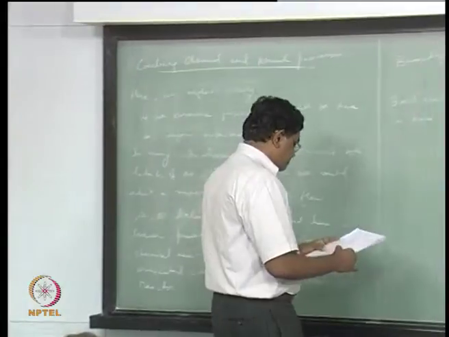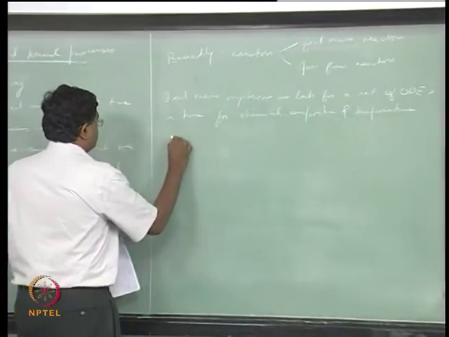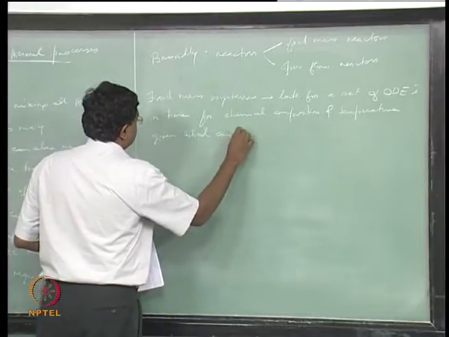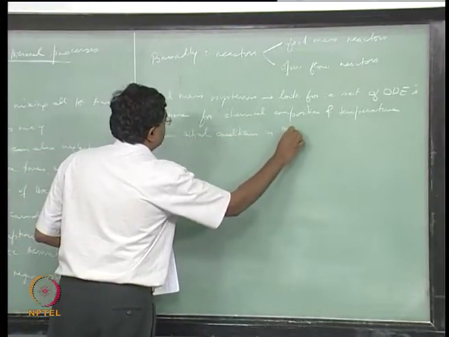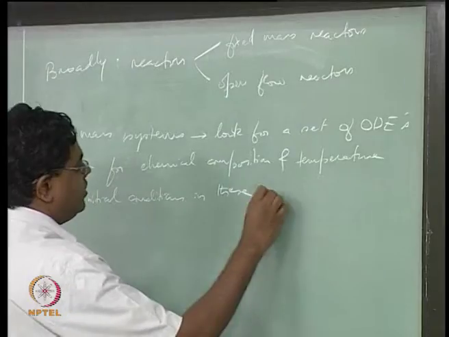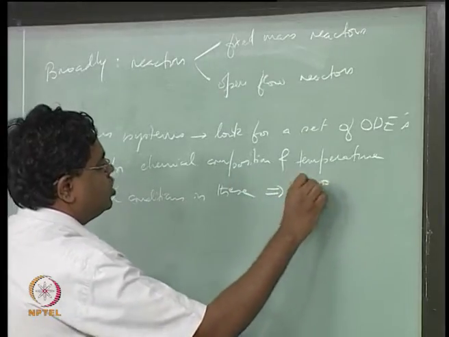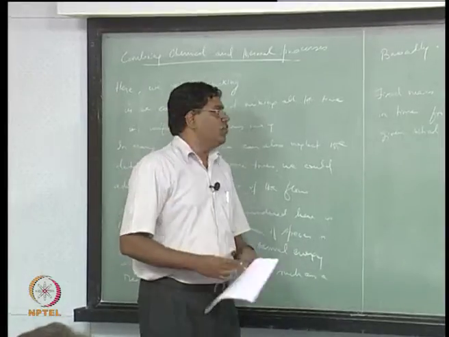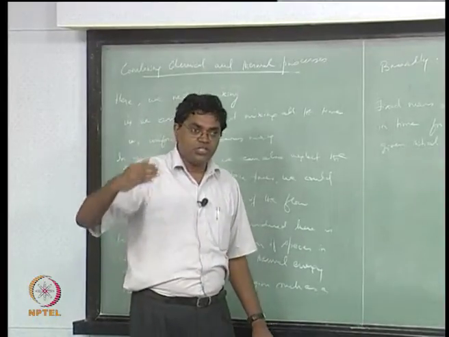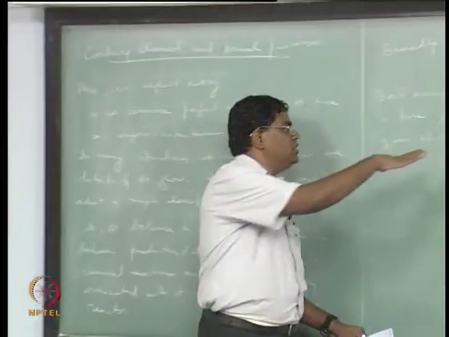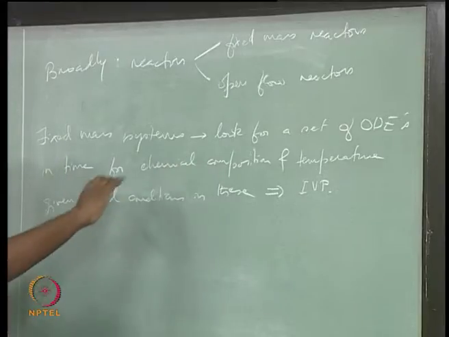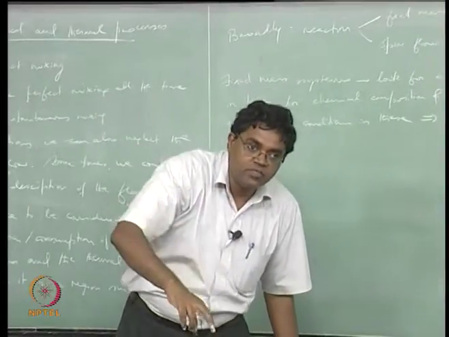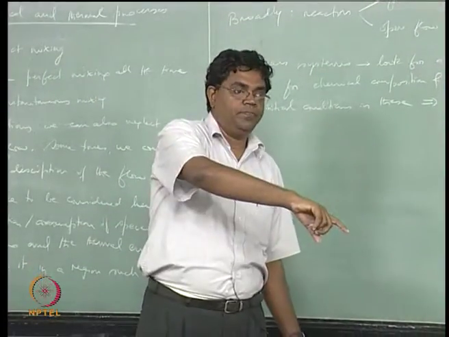Given initial conditions in these, this would actually be an initial value problem. What you will find is that the net rate of production of each of the species whose concentrations we are interested in will depend on the concentrations of lots of other species and temperature.